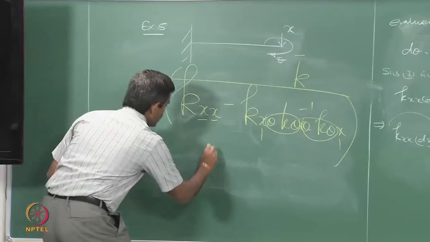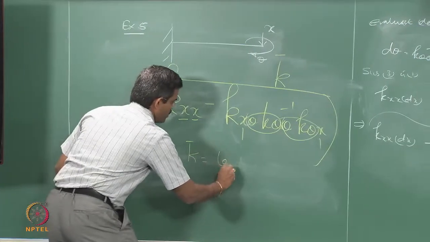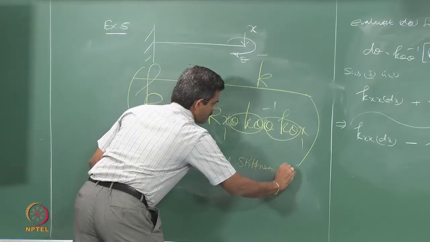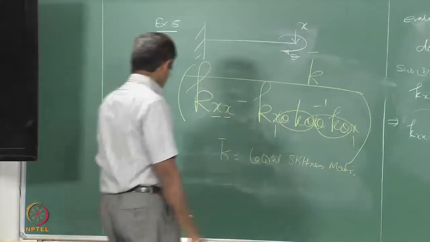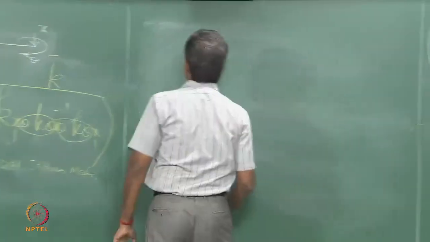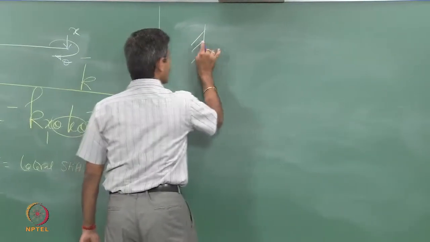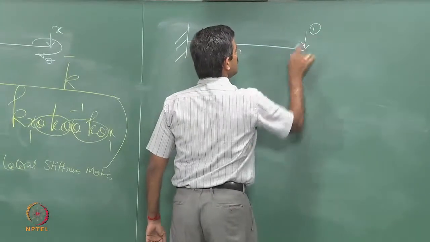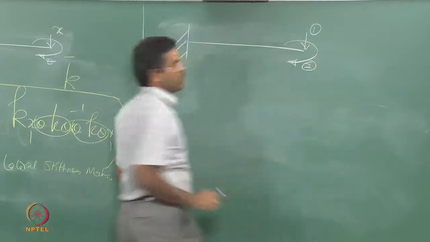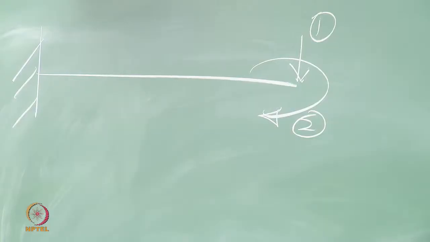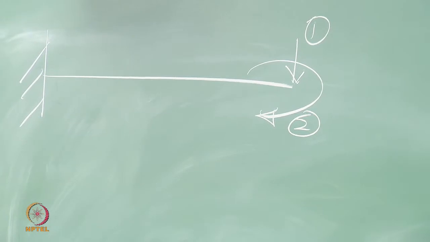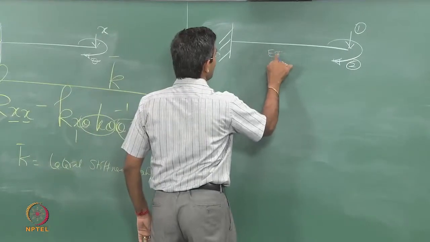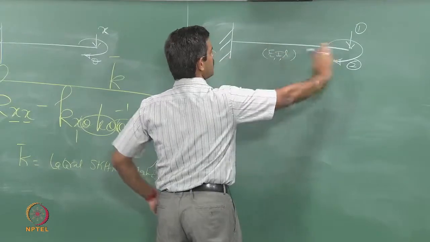This is called k bar, where k bar is called the lateral stiffness matrix. So, we will demonstrate this. I will take up a problem whose degrees of freedom are 1 and 2. 1 and 2 are the degrees of freedom. E, I, L. These are the properties of the member.